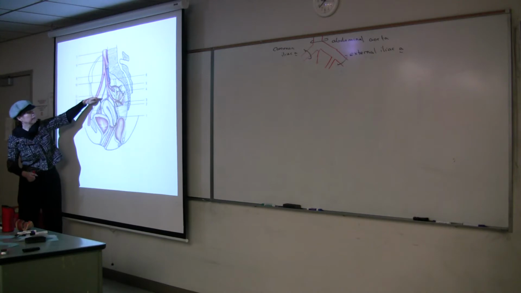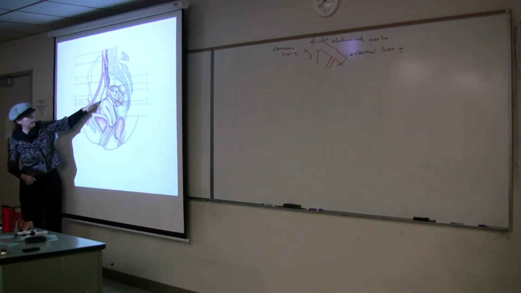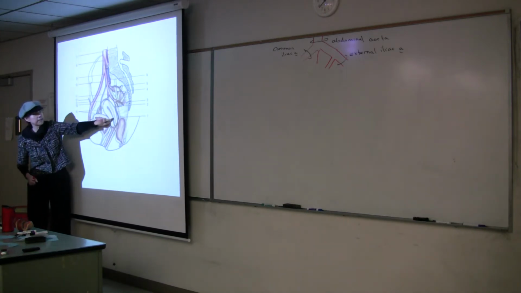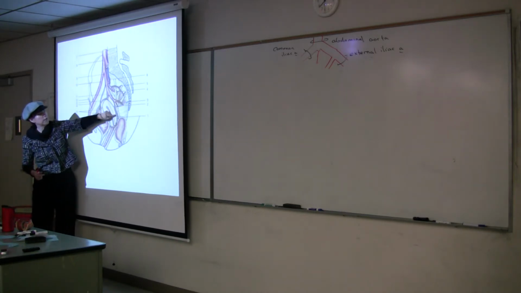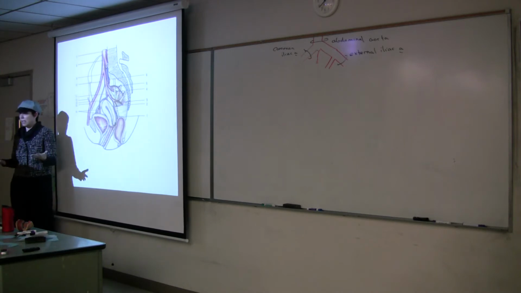Here's the obturator artery going out. Here you can see is a branch going to the bladder. All right. Here's a branch going to the uterus, uterine artery. And here's a branch going to the rectum, the middle rectal. All right. So it's named for the organ that it goes to.